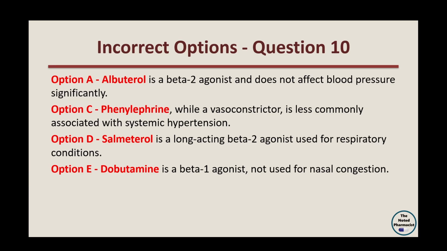Here is the explanation for incorrect options. Option A is incorrect because albuterol is a beta-2 agonist and does not affect blood pressure significantly. Option C is incorrect because phenylephrine, while a vasoconstrictor, is less commonly associated with systemic hypertension. Option D is incorrect because salmeterol is a long-acting beta-2 agonist used for respiratory conditions. Option E is incorrect because dobutamine is a beta-1 agonist, not used for nasal congestion.